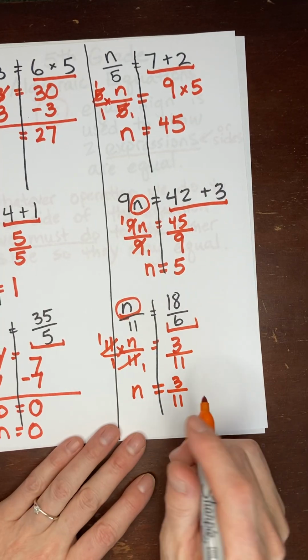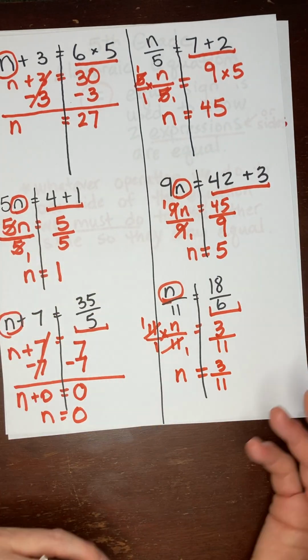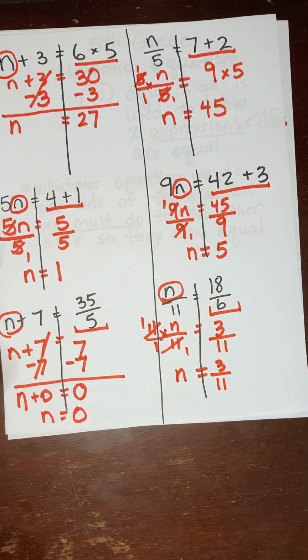And it is okay if it's equal to a fraction. That happens in math sometimes. It's not always a whole number. It could be a decimal or a fraction. I hope that was helpful.